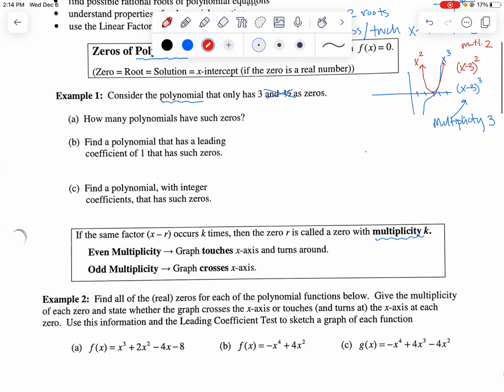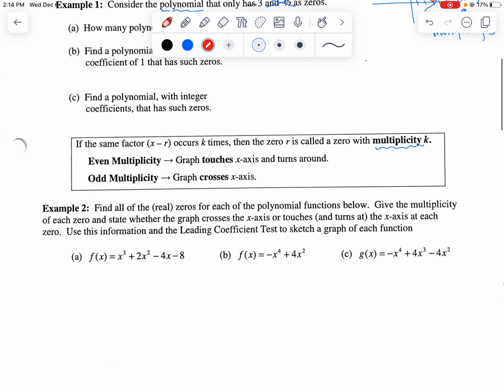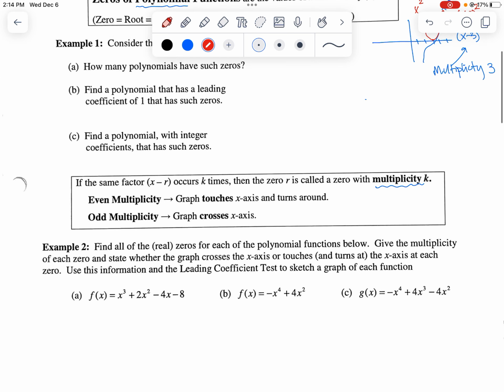All right, we are moving on. I'll pause this and then we'll get into part 2. In the meantime, I'd like you to think about a couple of things. I'd like you to find a polynomial that has a leading coefficient of 1 with such zeros. So come up with an example where all of the roots are at x equals 3.